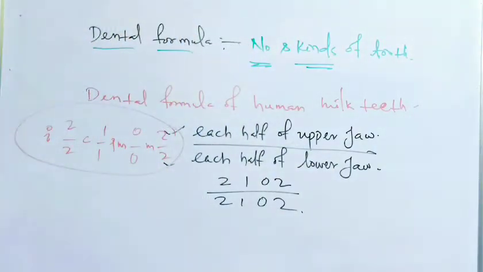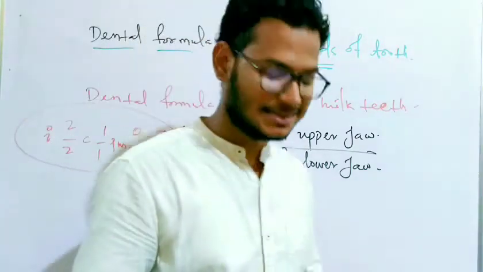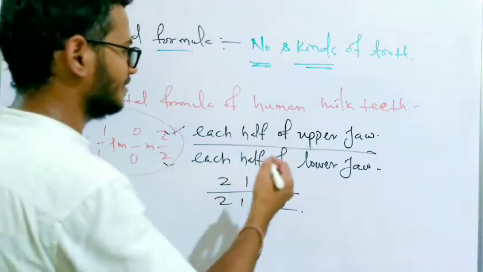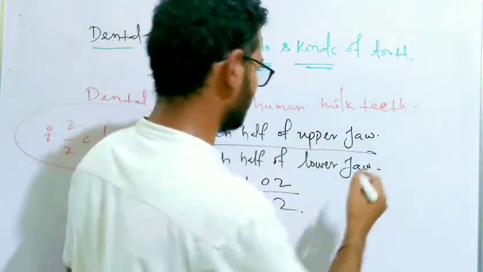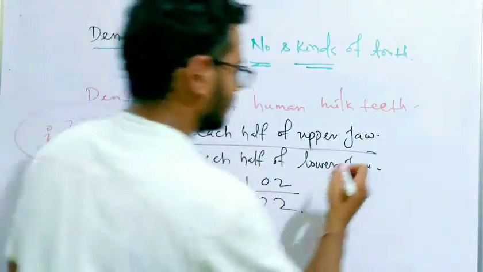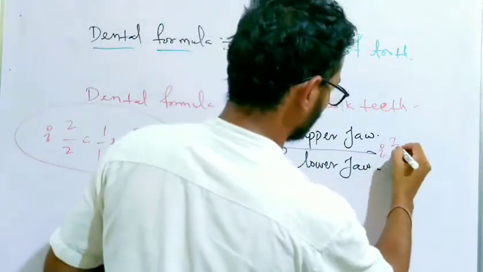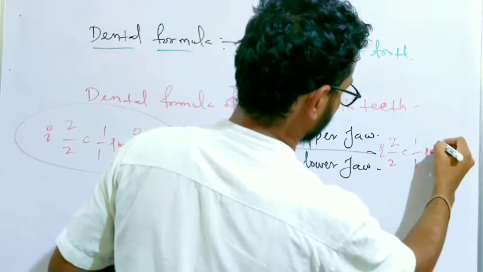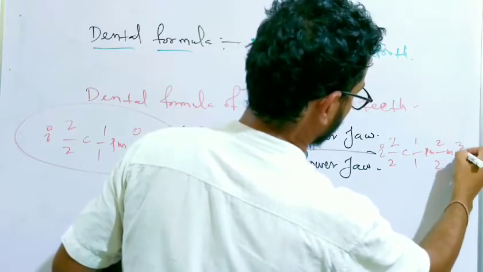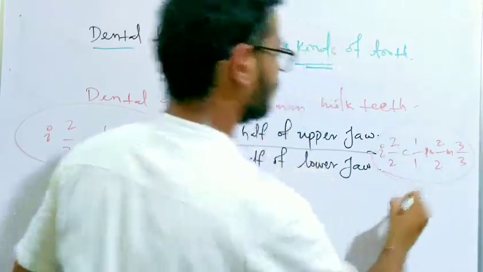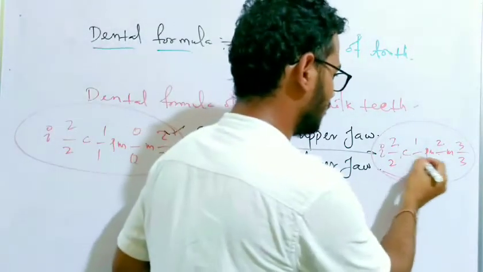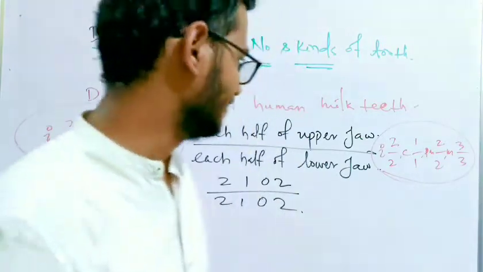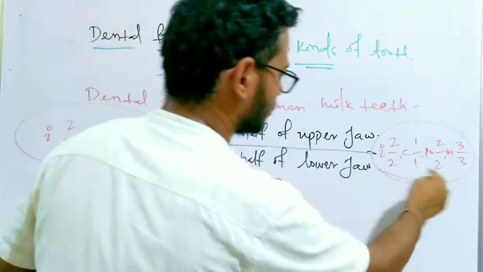But what about the permanent teeth? What is the set of the permanent teeth? The formula is 2123 by 2123. So I am writing here the set of permanent teeth. Incisor, in case of permanent, 2, canine 1, premolar 2, and molar 3. So 2123 by 2123 is the formula of human teeth in permanent.